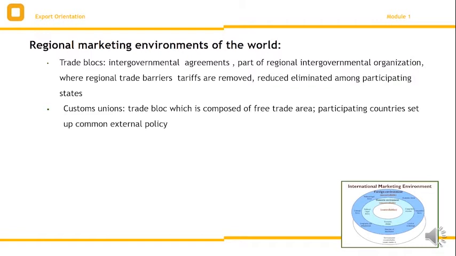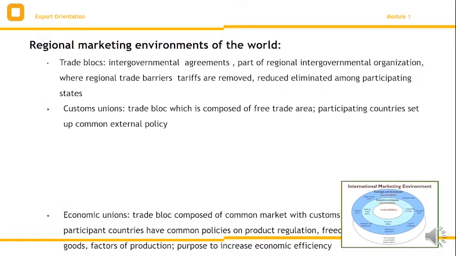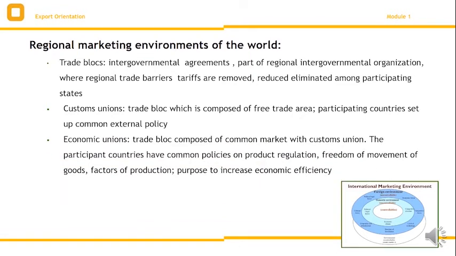Participating countries set up what we call common external policies. So it's a group of member states that are going to come together, remove tariffs, and have what we call a free trade area to actually make trading amongst the countries easier. We also have what we call an economic union, which is also an example of a trade bloc, which is composed of a common market, but with a customs union.